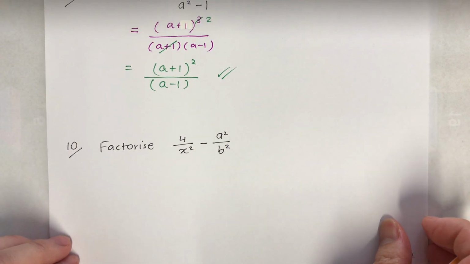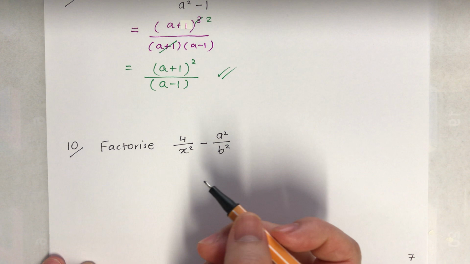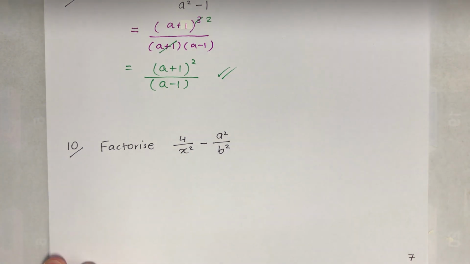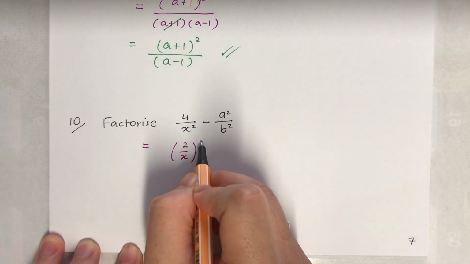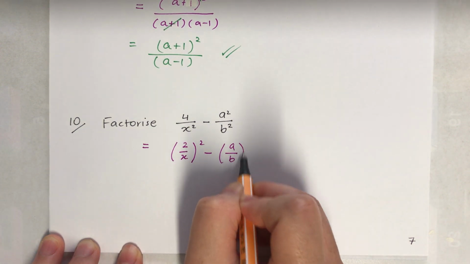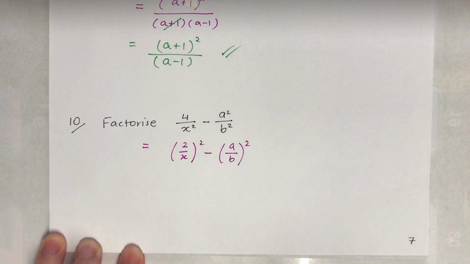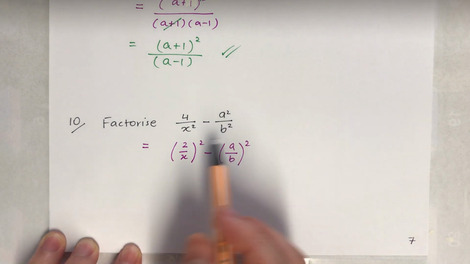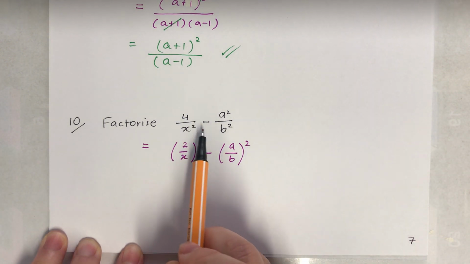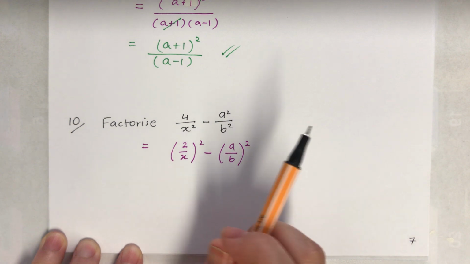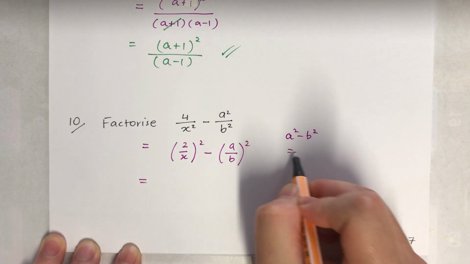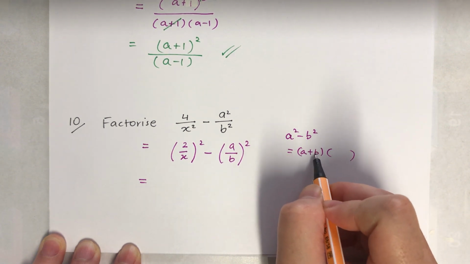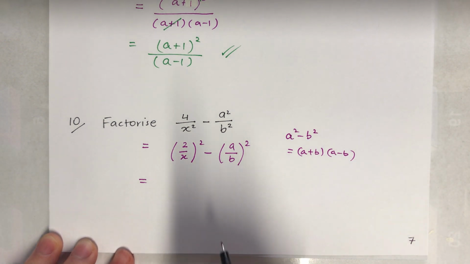Last one. Question 10. I can see sort of a difference of two squares. Can you see that? How about if I do this? That's exactly the same as that and this, isn't it? So if you see two squares and it's got a negative here, start thinking difference of two squares. If it's a difference of two squares, we factorize it: a plus b, a minus b. So that's exactly what I'm going to do right now.